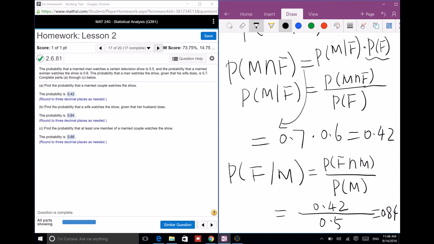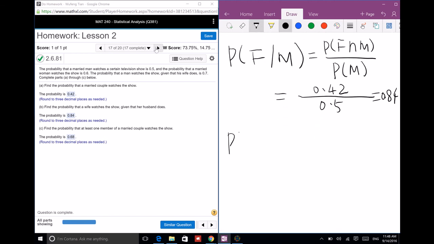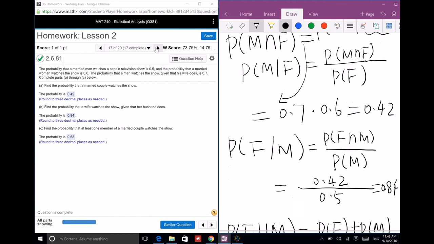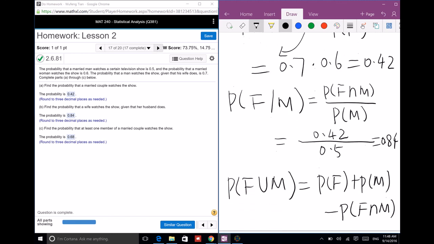Find the probability that at least one member of a couple watches a show. Which means you're going to need to find P(F ∪ M), either one of them or both. Okay, so at least one. It's going to be P(F) plus P(M) minus P(F ∩ M). Use the formula.